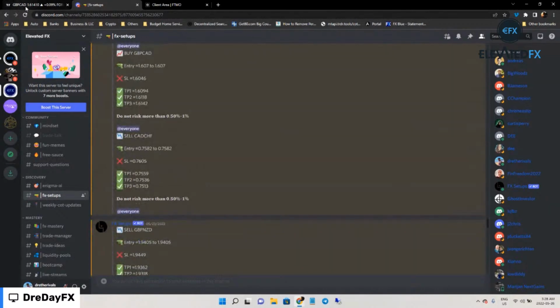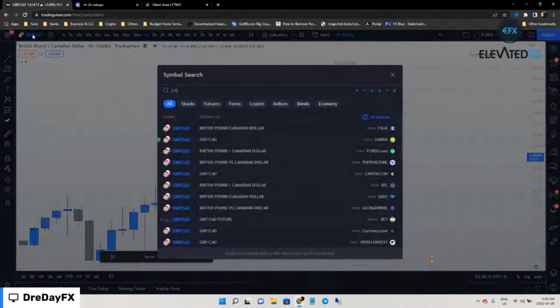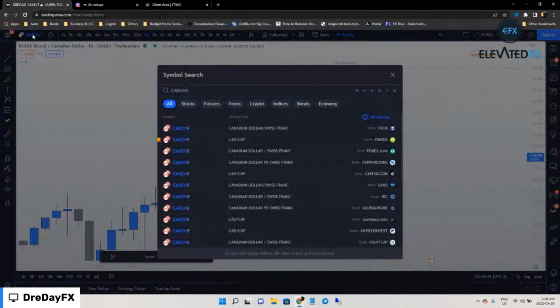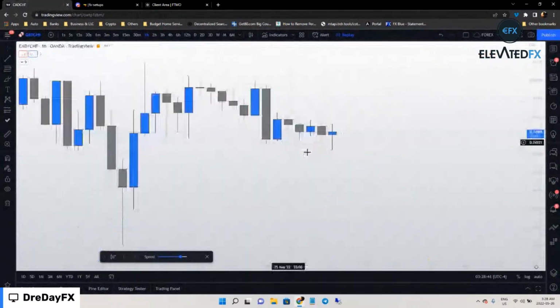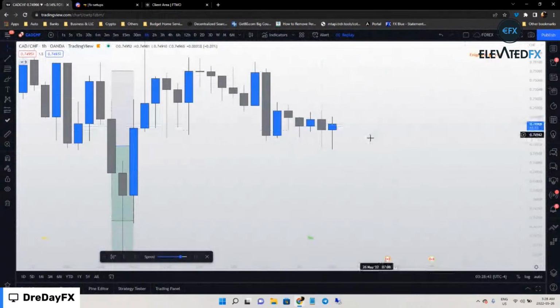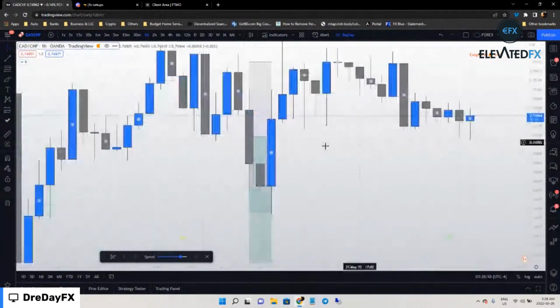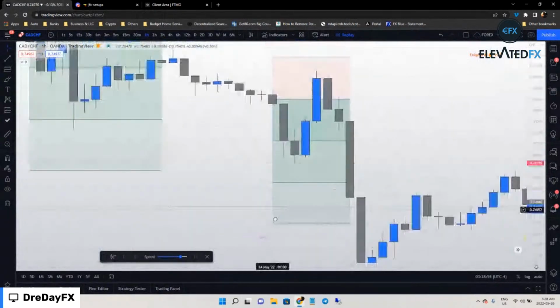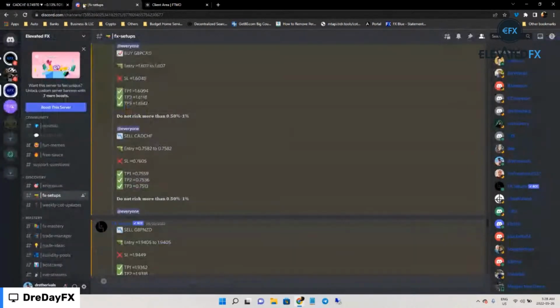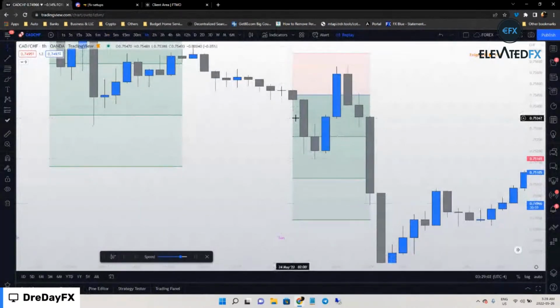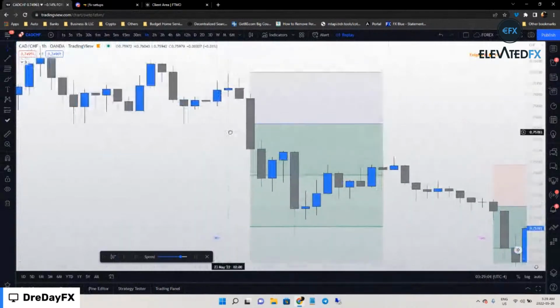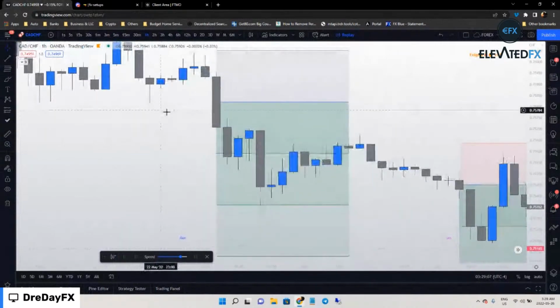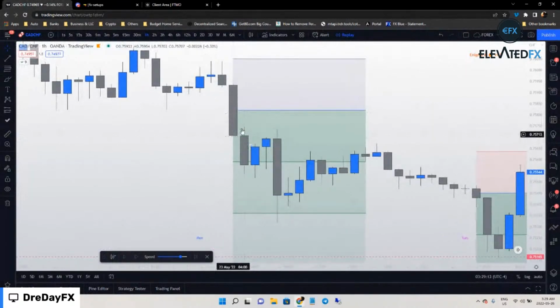So CAD CHF. CAD CHF was a sell, yeah, this one. So that's the sell setup that was right here. Okay, same thing. You have the entry price right here, the entry price right here, but you entered the previous candle.